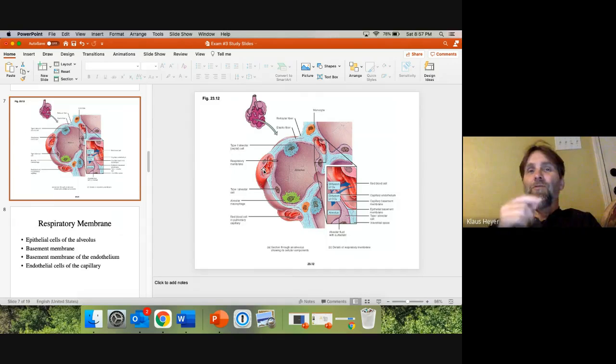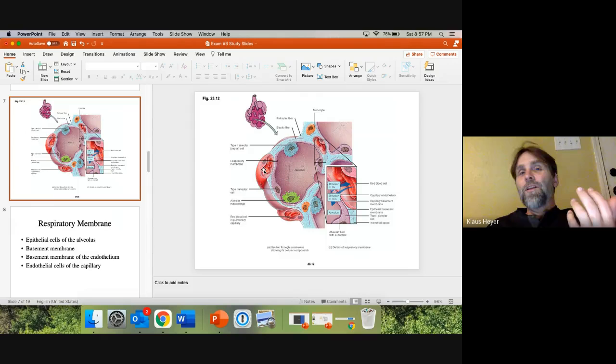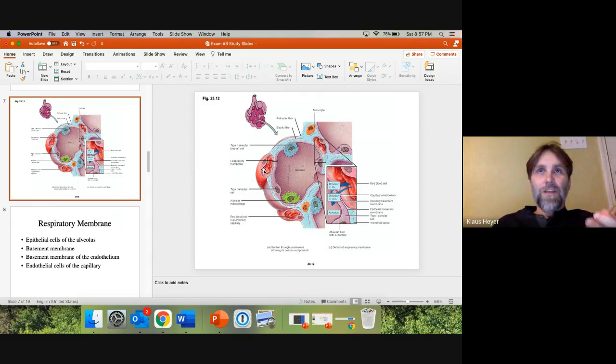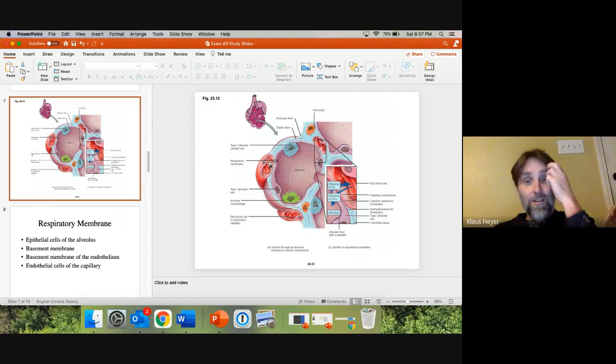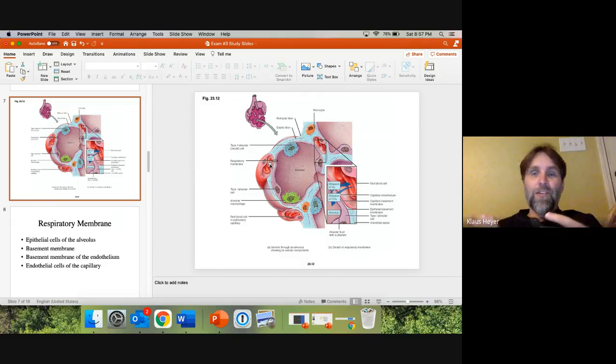So you can already see it over on the next slide. So it's the epithelial cell of the alveolus. Epithelial cells are very often attached to a basement membrane. So it's the epithelial cell of the alveoli, attached to the basement membrane, and the basement membrane of the capillary, and then the endothelial cells of the capillary. That's it. That's what oxygen has to cross through to get into the blood. That's what carbon dioxide has to cross through to get into the alveolus.